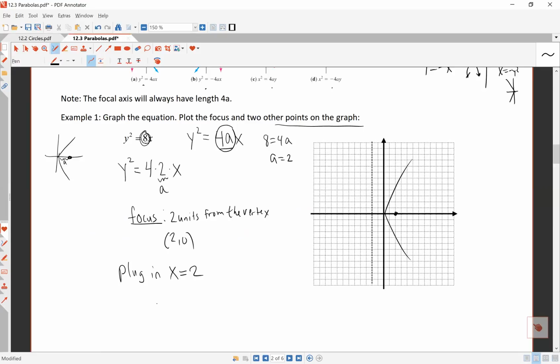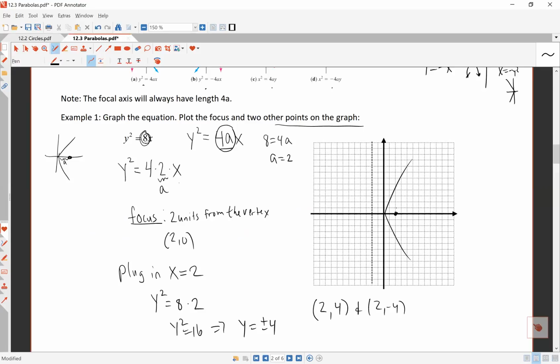So watch this. We plug in x equals 2. We have y squared equals 8 times 2, or y squared equals 16. That tells us that y is equal to plus or minus 4. These are the 2 points on the graph, 2, 4 and 2, negative 4.